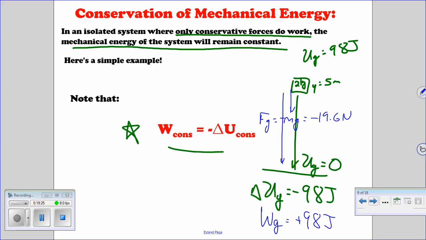Okay, so the work done by a conservative force is the opposite of your change in the potential energy due to that same force, okay? Here, in this example, we lost 98 joules of gravitational potential energy, and gravity did positive 98 joules worth of work on the object to make that happen, okay? Now, if the object is just falling here, in this example that I've drawn, then that gravitational potential energy turns into kinetic energy, right?